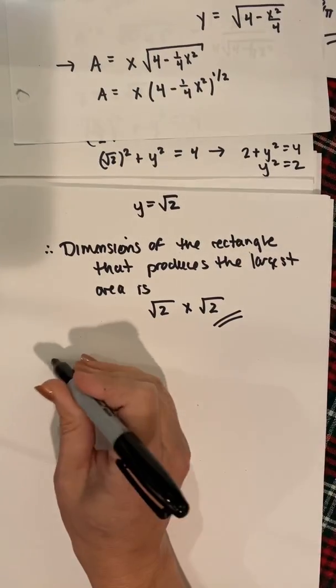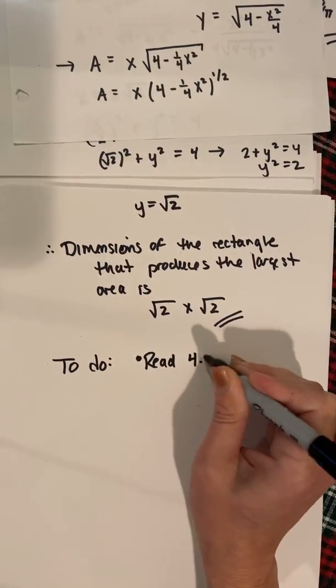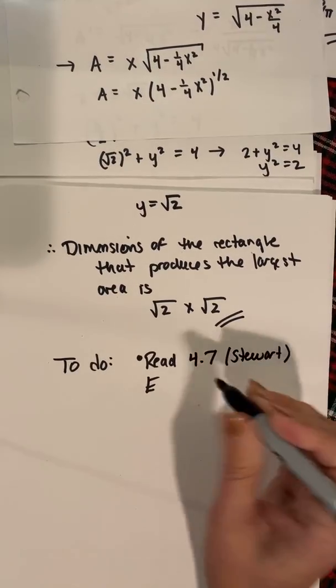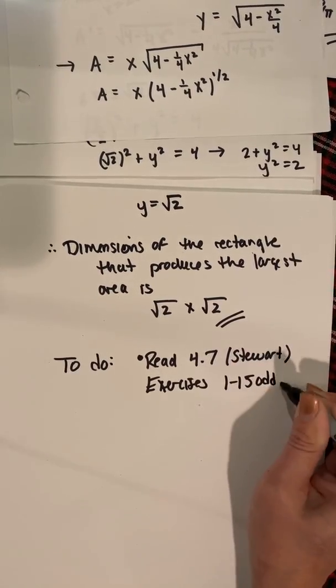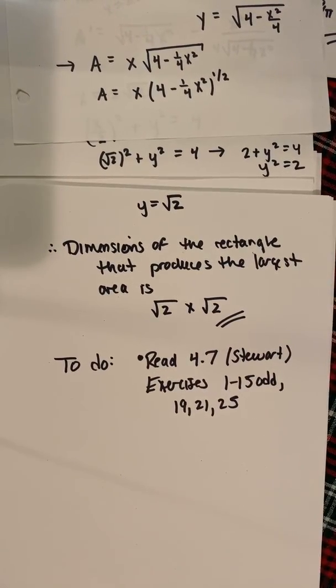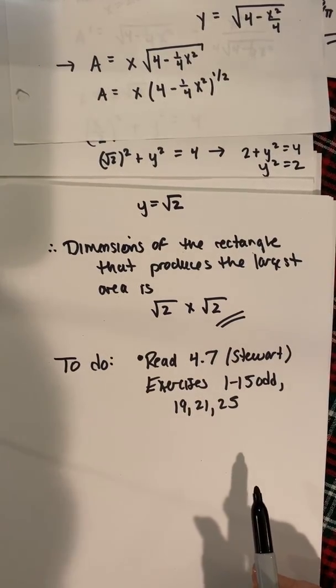To do: read 4.7 in Stewart. Exercises 1 to 15 odd, 19, 21, and 25. There's gazillions of problems on the internet. Let's see, 4.7 optimization. Hold on, let me see. I think this might be 4.7 also in XYZ, but go to your Blackboard announcements and you can confirm.